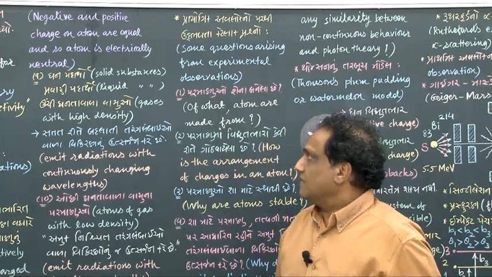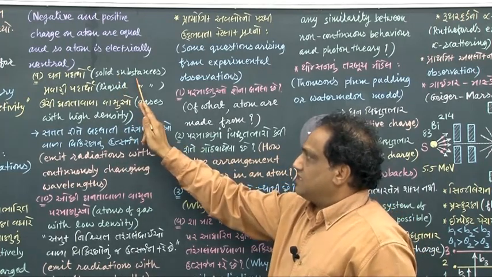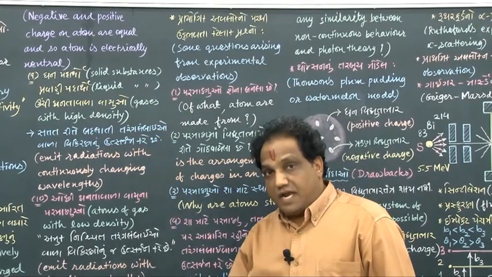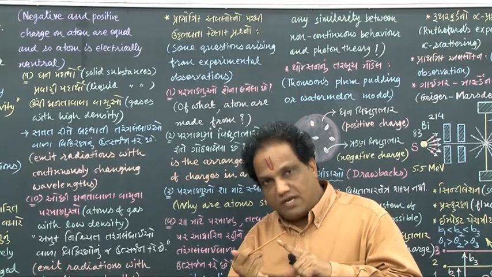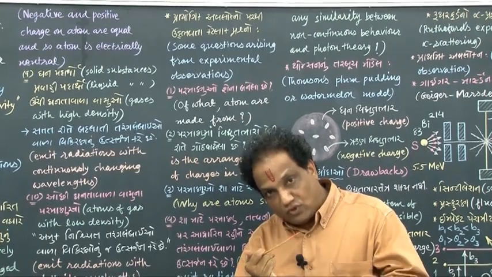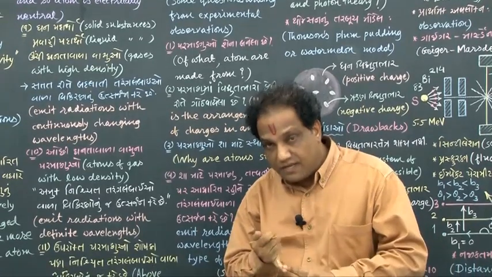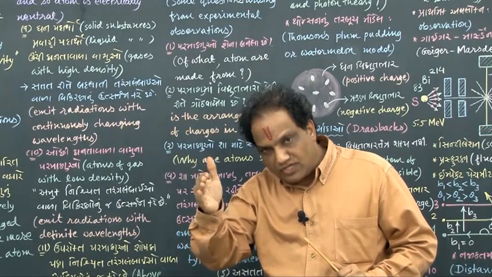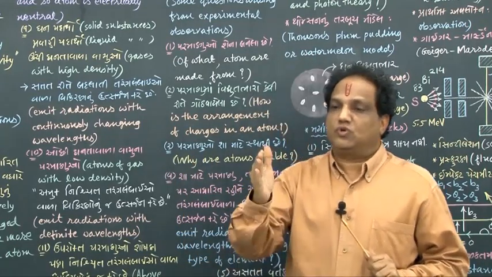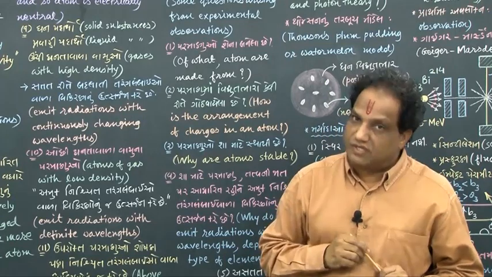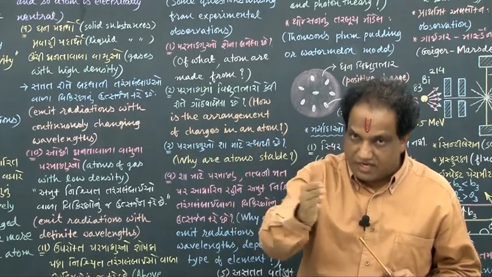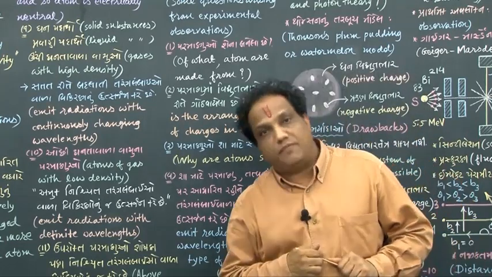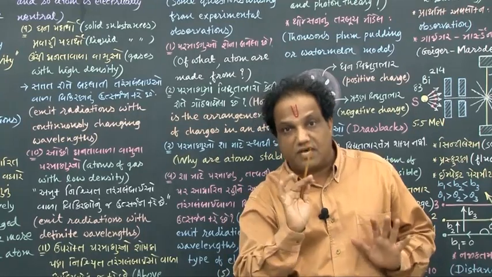Okay, fine. Then atoms of solid substances, liquid substances and of those gases which have very high density, you know what they do? They emit radiations with continuously changing wavelengths. So they emit continuous radiation, having wavelengths changing continuously. Okay, fine. This is called continuous emission, where you find all wavelengths are present.